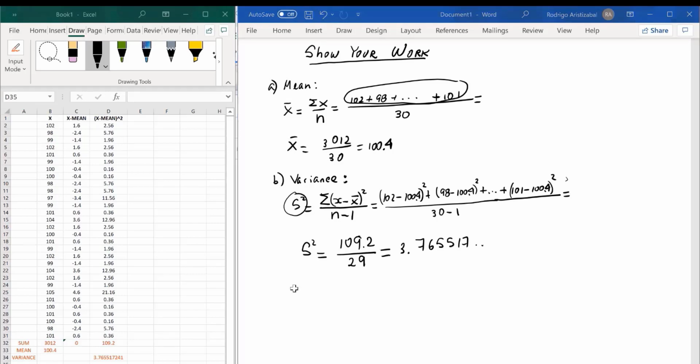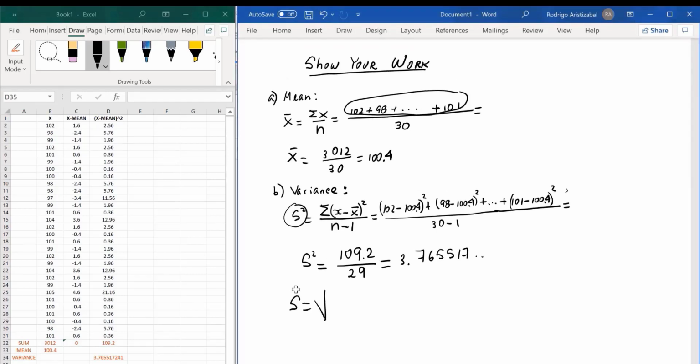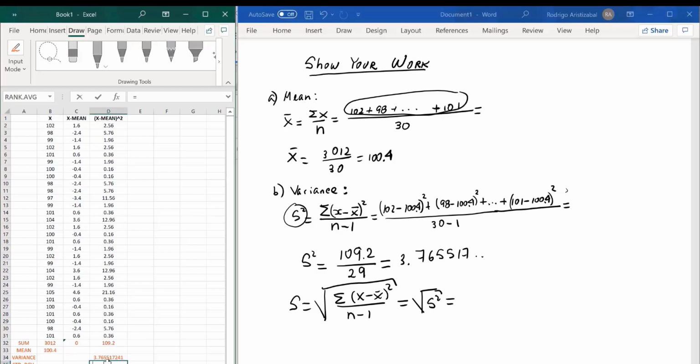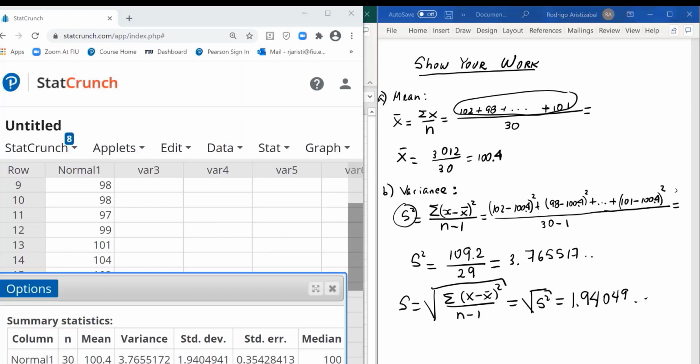3.76551. And the standard deviation formula is the square root of the variance. The variance has this formula, and the standard deviation is the square root. The square root of the variance here in Excel: the standard deviation will be equal to the square root, SQRT open parenthesis of this quantity, which is the variance, and it is 1.94049. Then we have verified all of this result that we obtained in StatCrunch using the formula.